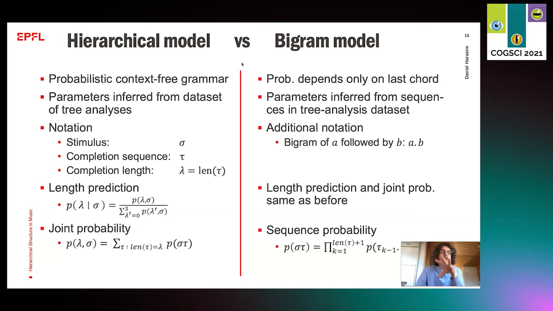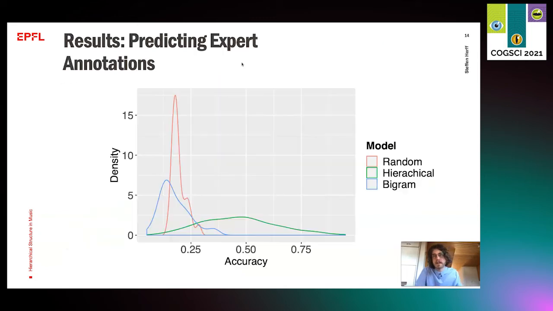Now, we use these models and we train them on the expert annotations. And then we use this fitted model to predict expert annotations of pieces that they previously haven't seen. And what we see is that indeed the hierarchical model is much, much better than our random baseline in predicting unseen structural annotations of experts. Whereas the bigram model is not. This on its own is not particularly surprising.